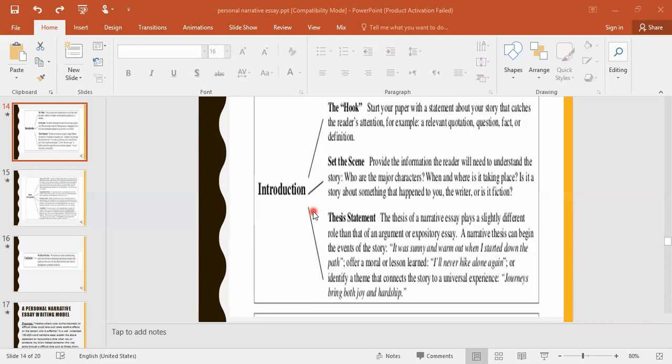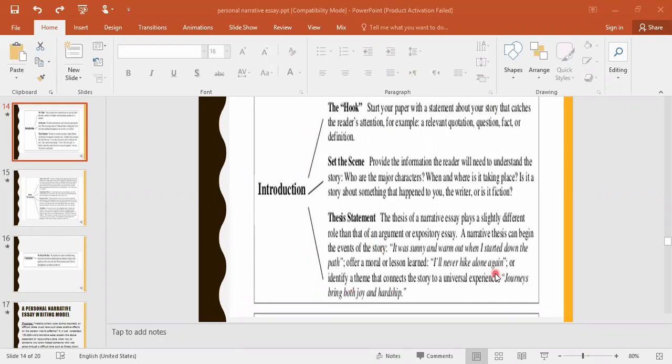And then we move to the thesis statement. The thesis statement of a narrative essay is different than the thesis statement in the expository essay. Why? Because in the expository, it's very specific. In the narrative, no, it's not specific. Okay? So how do I write the thesis?